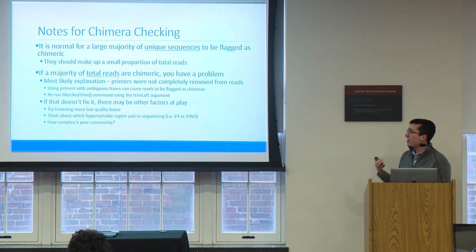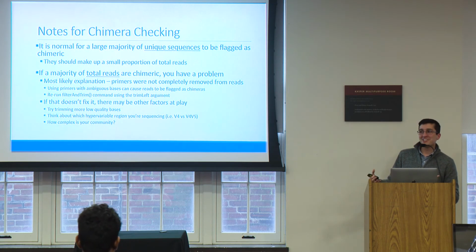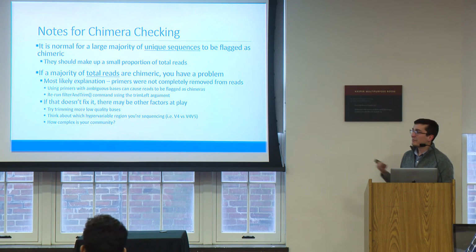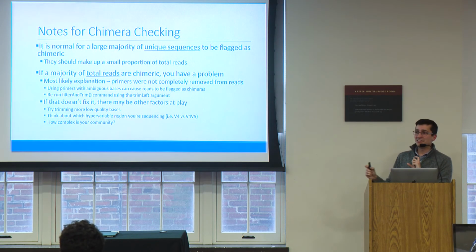Another thing is just how complex your community is. This one's kind of a bummer because you can't really change how complex your community is. My understanding is that communities that are very similar to each other, at least in sequence similarity, are more prone to chimera formation, but there's not much you can do about it.